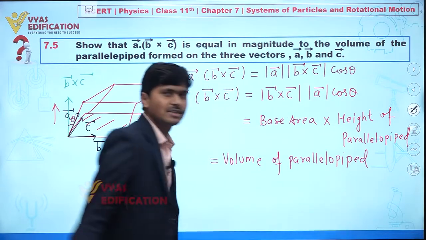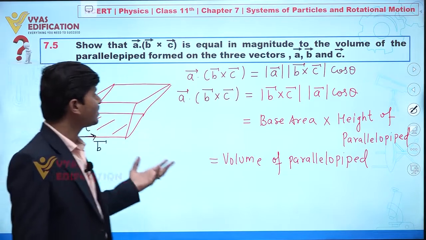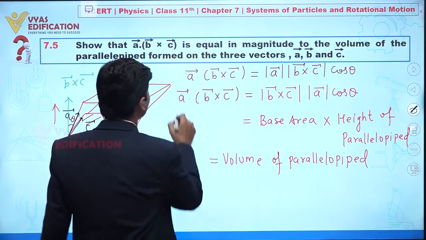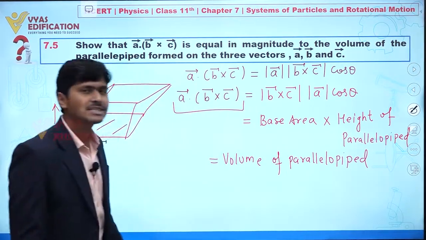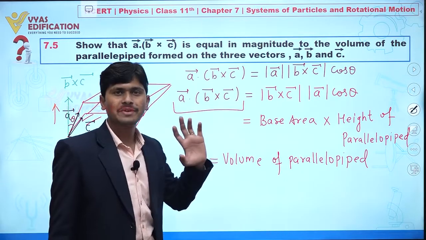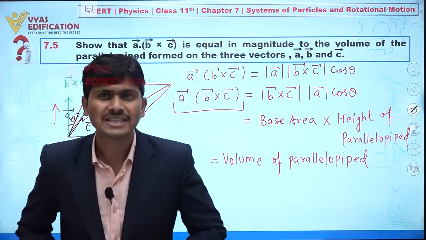Clear everyone? Yes or no? So we have to prove this one. We have to show that A dot B cross C indicates the volume of the parallelepiped. Clear? So this is all about this question.